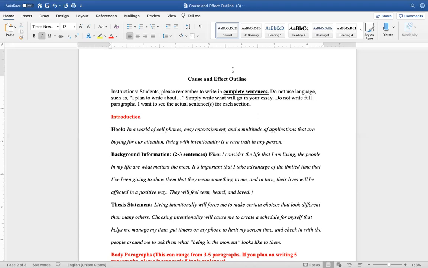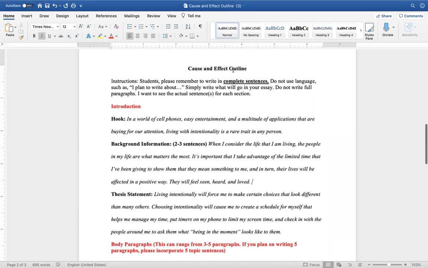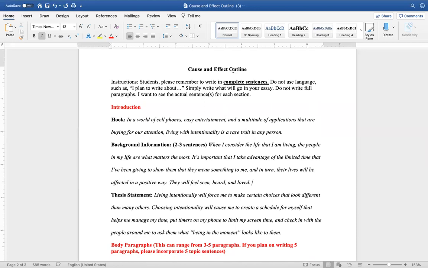So, I want to show you an example outline for my own example in hopes that this will kind of show you how to organize your various topics. Now, one thing I want you to know is this week when you submit your drafts, I am only going to be looking at your introductions as well as one body paragraph.